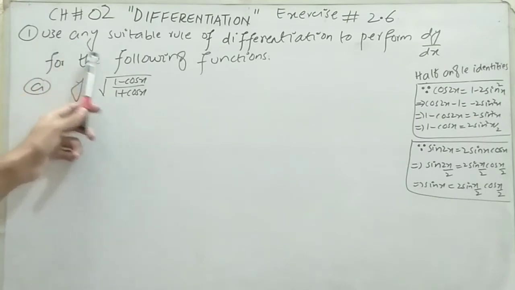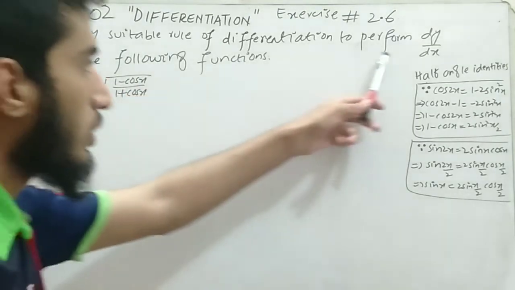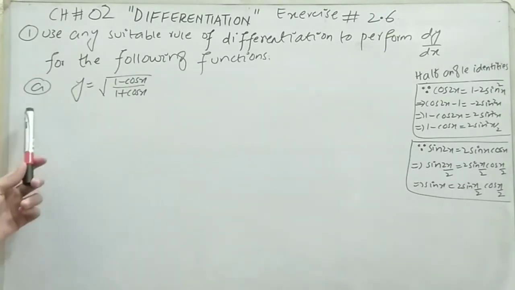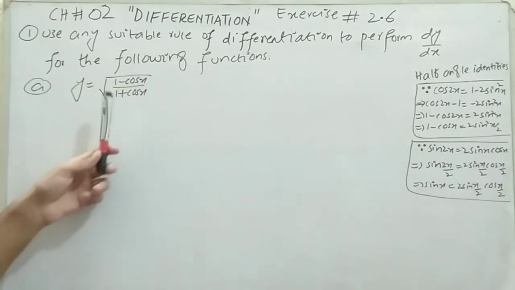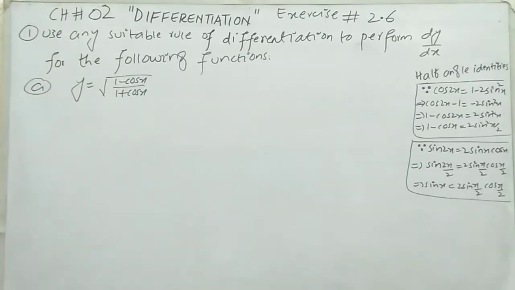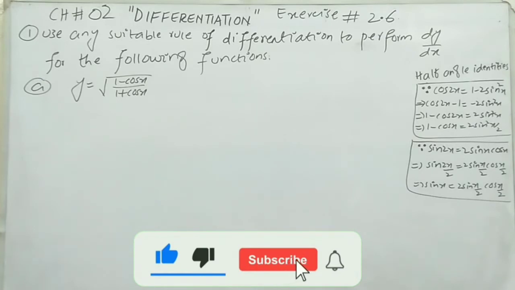It tells us to use any suitable rule of differentiation to perform d by dx or dy by dx for the following function. Part A, question number 1: y is equal to under root of (1 minus cos x) divided by (1 plus cos x). Find the derivative of this function. We cannot find the derivative of this type of function directly.